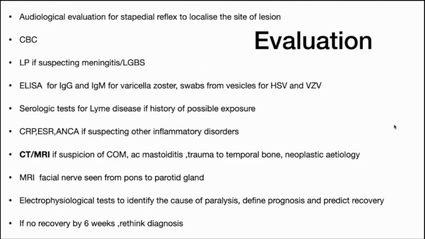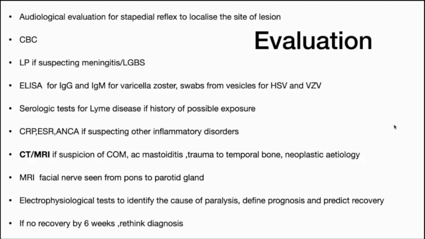Evaluation. How do we evaluate? Audiological evaluation, first the stapedial reflex to localize the site of the lesion. Get a complete blood count. If you are suspecting meningitis, the child has headache, fever, do an LP or lumbar puncture. For viral diseases, ELISA for IgG and IgM. Serological test for Lyme disease, if history of possible exposure. CRP, ESR, ANCA, if you are suspecting other inflammatory disorders.